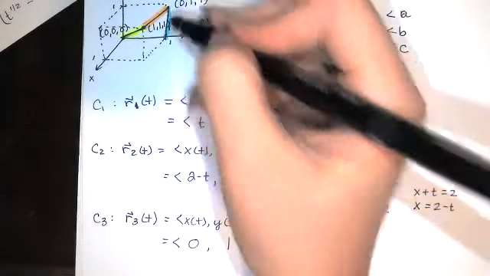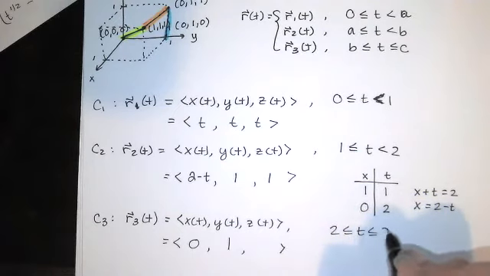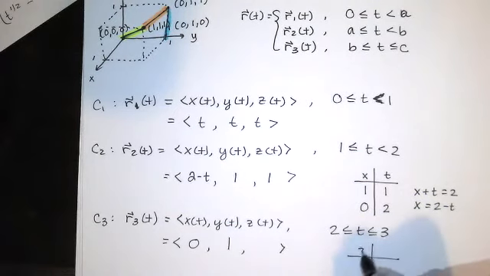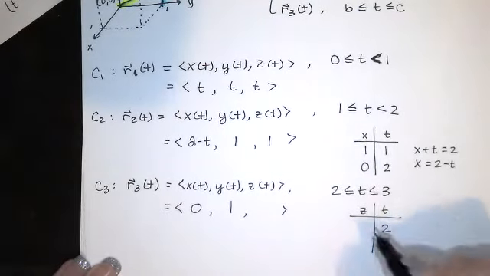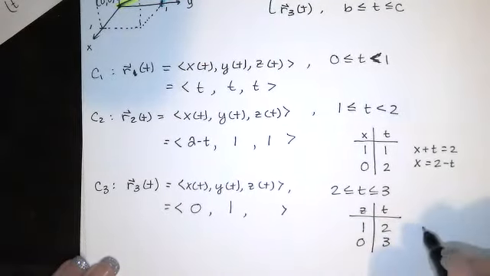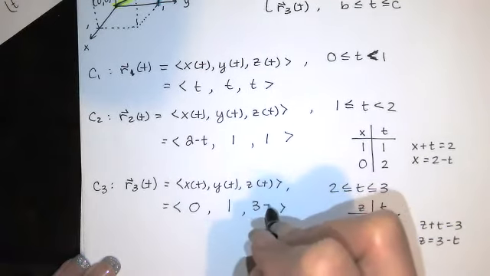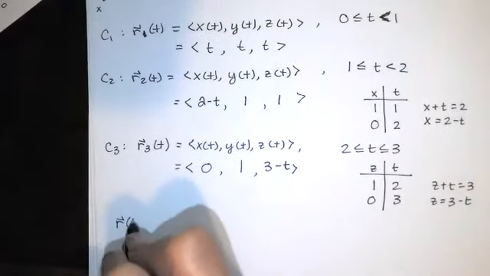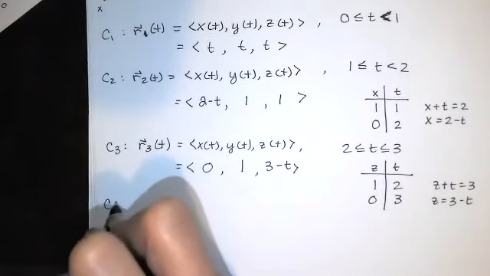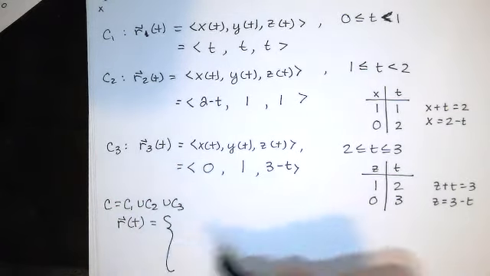Now, since Z is changing by 1 unit, let's let T change by 1 unit. Let's go from 2 to 3. And as T goes from 2 to 3, we want Z to go from 1 to 0. So we end up with Z plus T equals 3, or Z equals 3 minus T. So my piecewise smooth parameterization of C, which is the union of C1, C2, and C3, can be written this way.